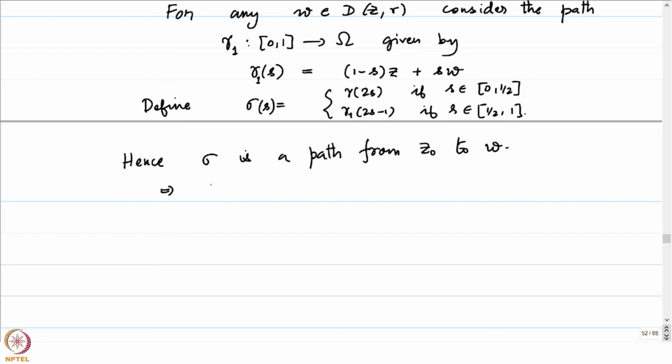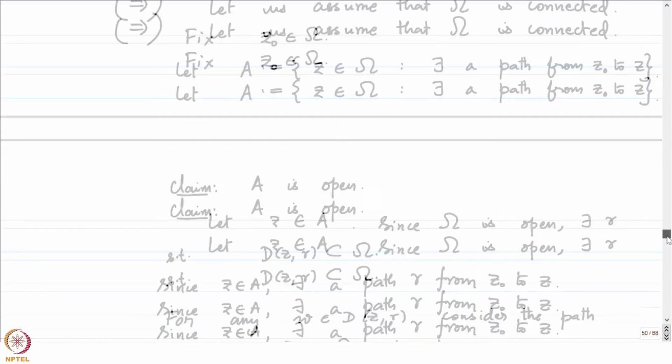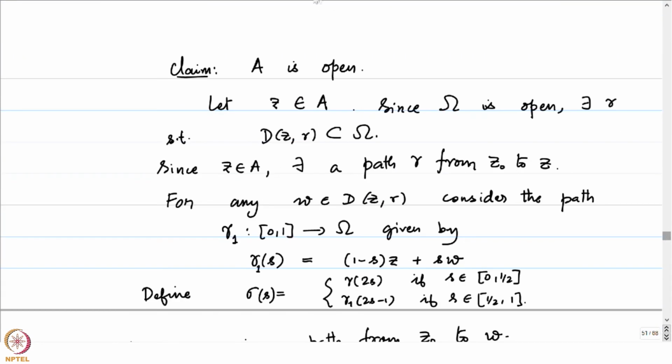And this tells us that w belongs to capital A, because A was the collection of all those points which had a path from z0 to that particular point, right? And the point w was arbitrarily picked in the disk of radius r around z. So this gives us that D(z, r) is contained in A. And our choice of z was arbitrary, which hence tells us that A is open, because this is the very definition of a set being open. So we have established this particular claim, which tells that our set A is an open set.